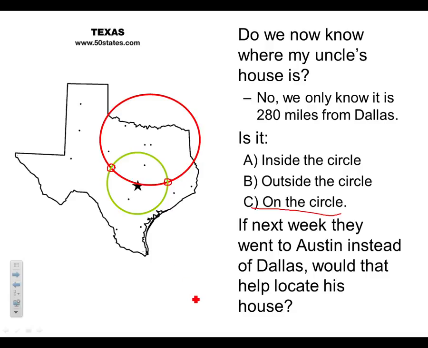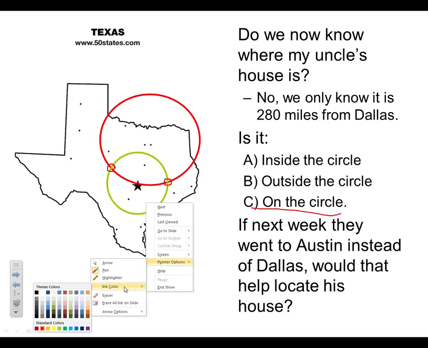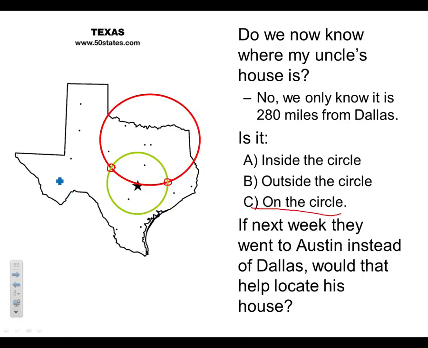So what should we do next time? Well, next time let's say they go from a different city, let's say El Paso, somewhere over here. So when I draw a line from El Paso, and I draw my circle, and let's say it goes through like that, then we know my uncle's house is right there.